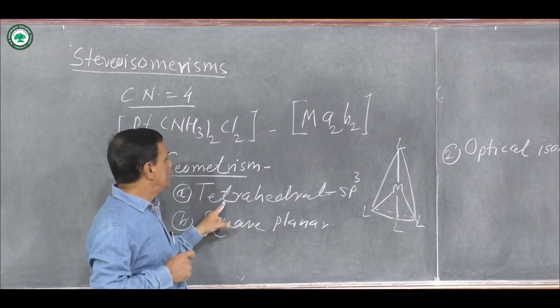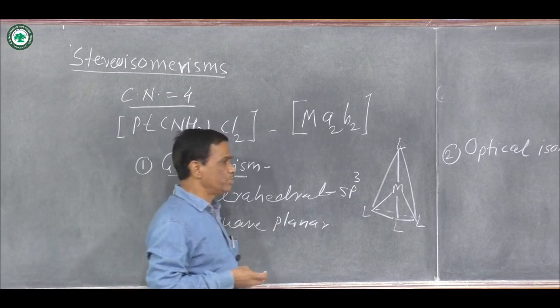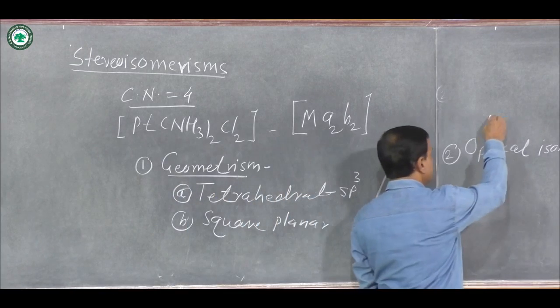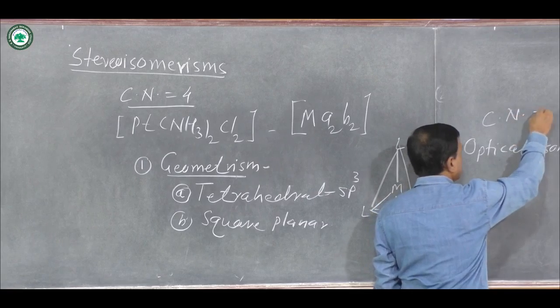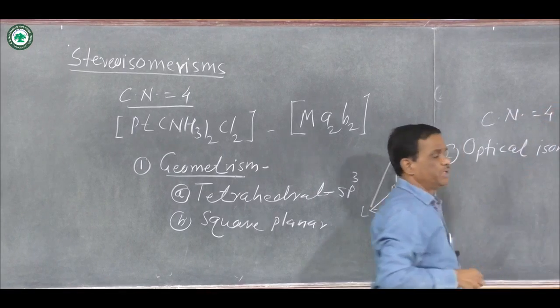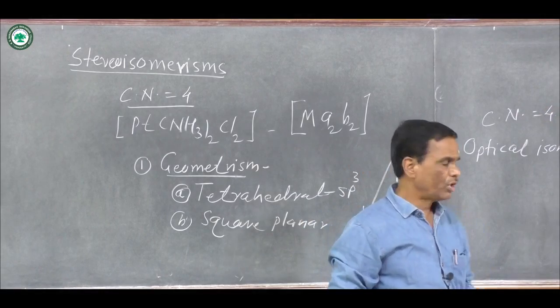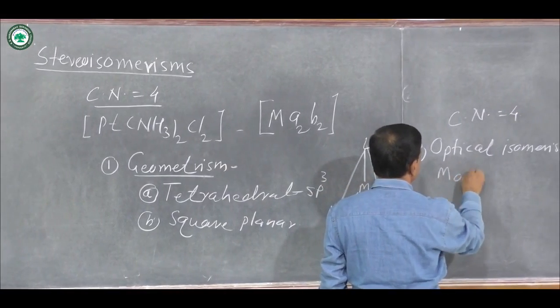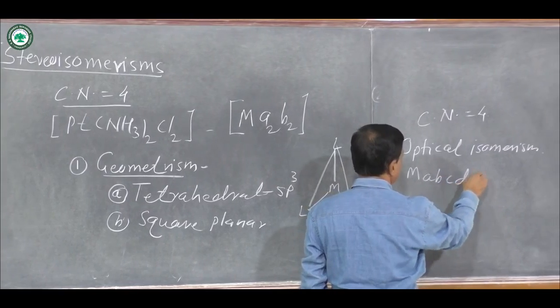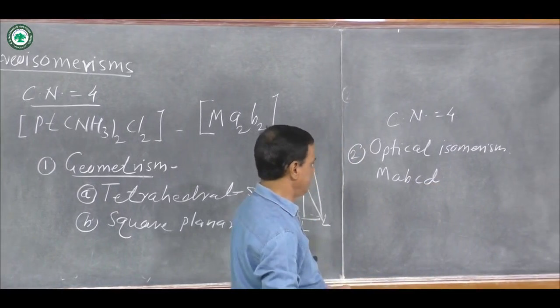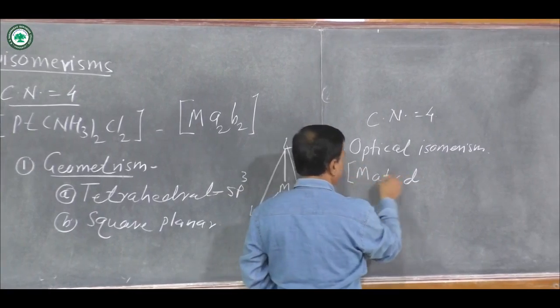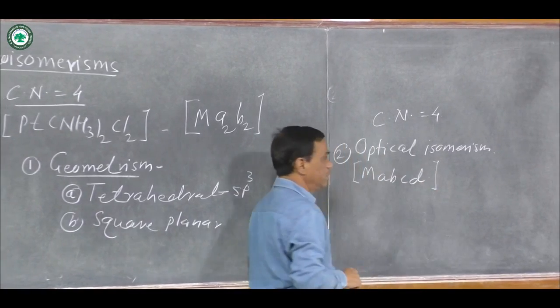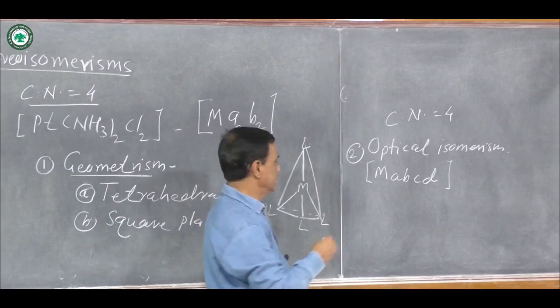But if you consider optical isomerism for coordination number equal to 4, these types of arrangements are possible. A general example is metal A, B, C, D. All ligands are different, and this is the general representation of the complex compound.